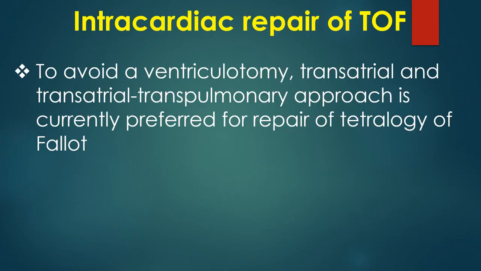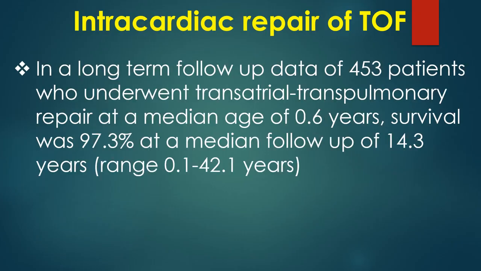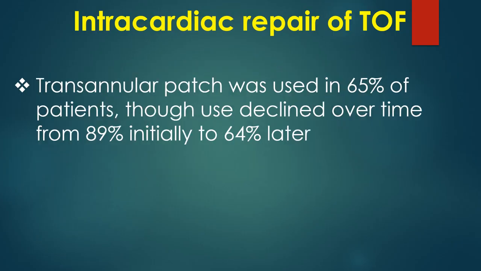To avoid a ventriculotomy, the transatrial and transatrial transpulmonary approach is currently preferred for repair of tetralogy of Fallot. In long-term follow-up data of 453 patients who underwent transatrial transpulmonary repair at a median age of 0.6 years, survival was 97.3% at a median follow-up of 14.3 years.